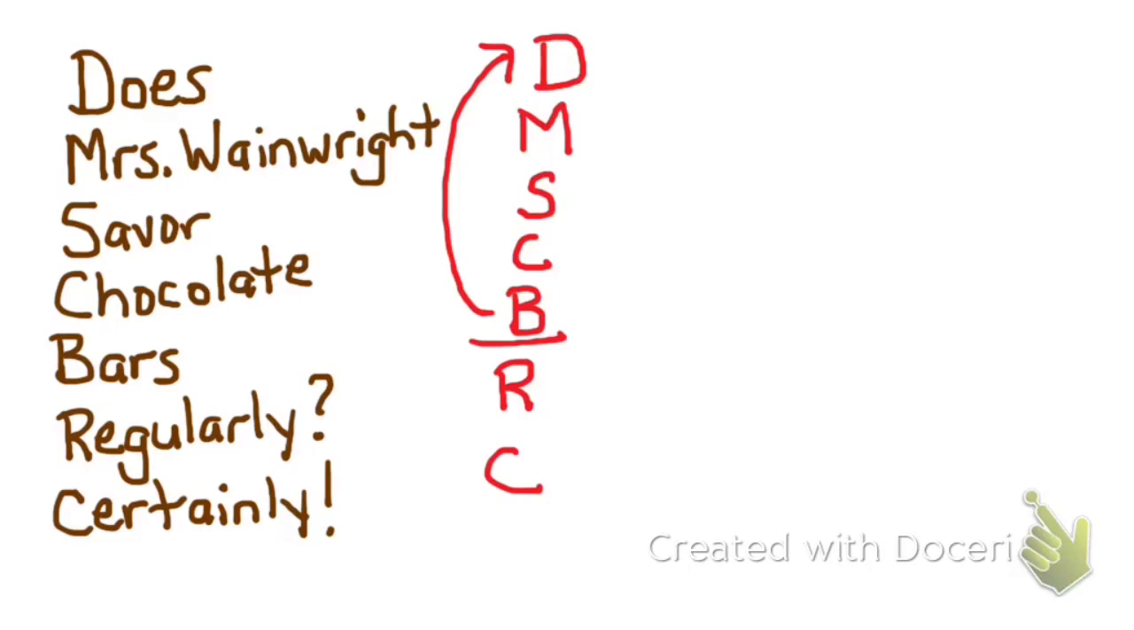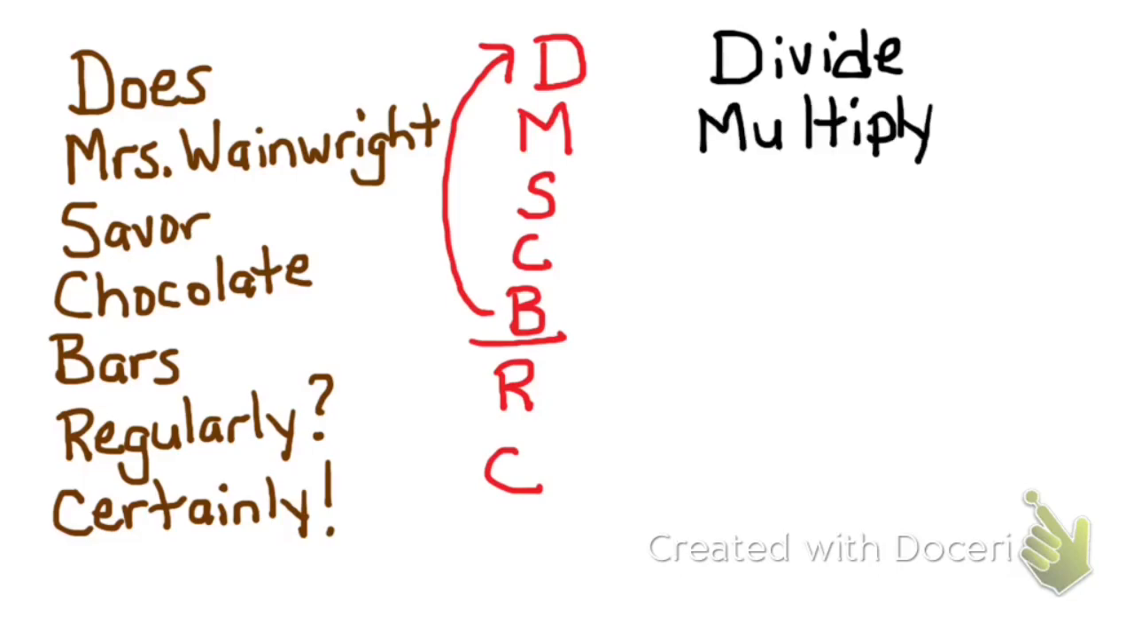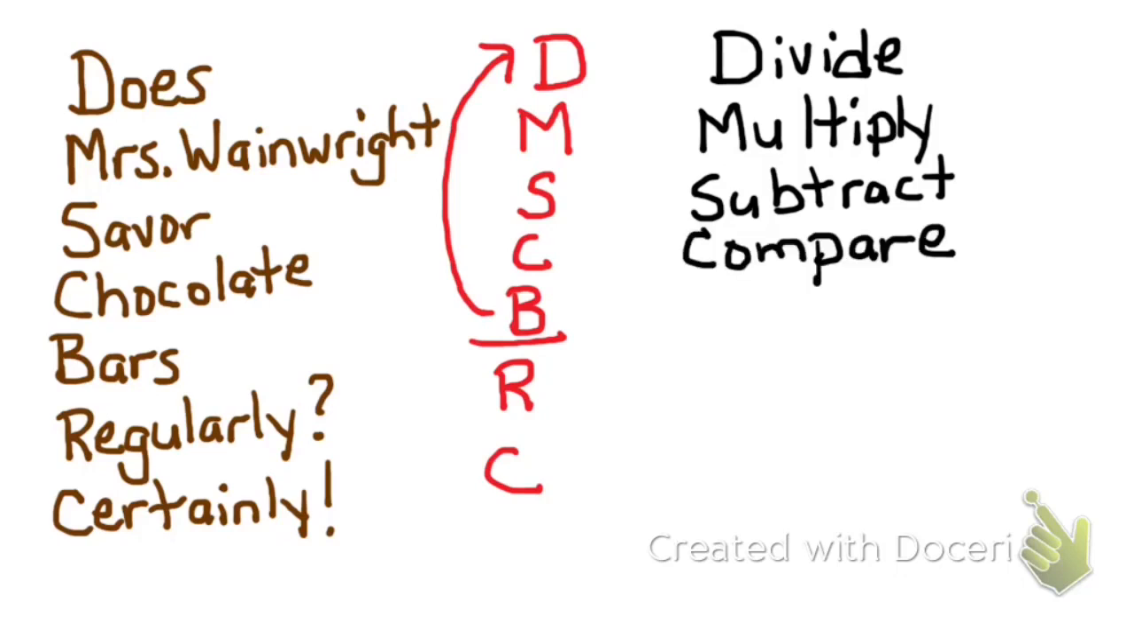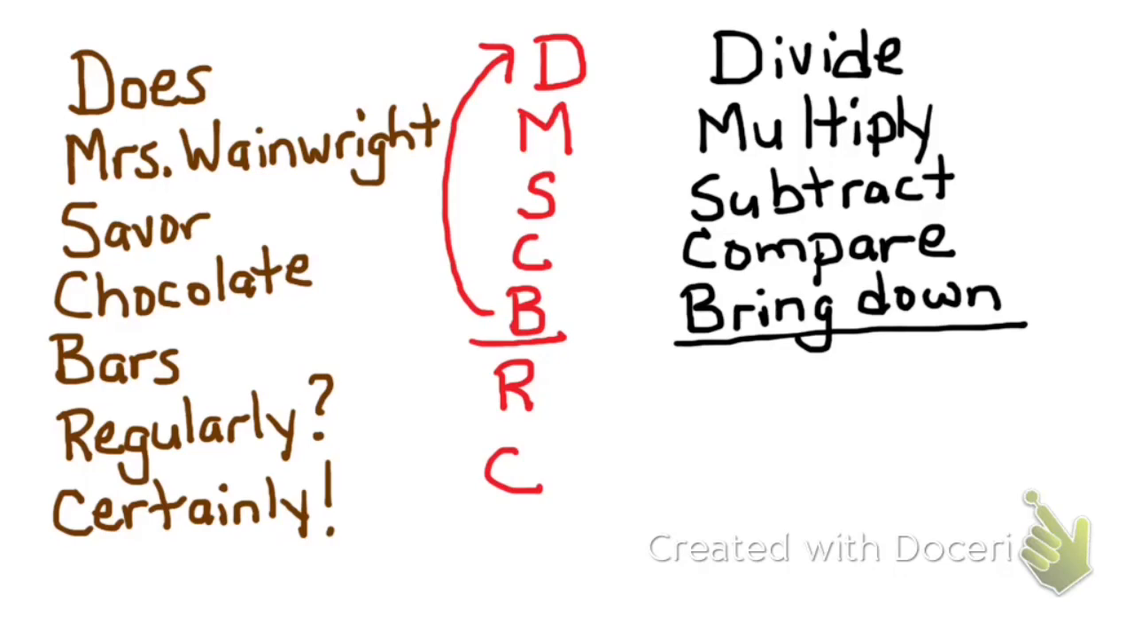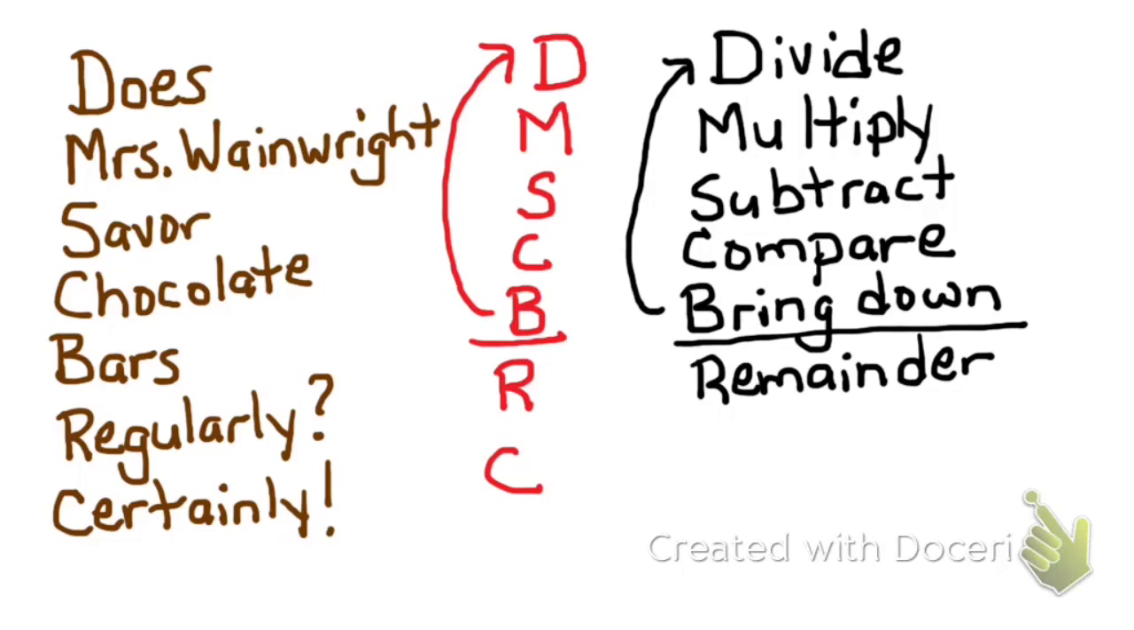So what do these steps mean? Does, or D, means divide. Mrs. Wainwright, or M, means multiply. Saver, or S, means subtract. Chocolate, or C, means compare. That's the most important step. People skip it all the time, and that's how they make mistakes. Bars, or B, means bring down, and every time we bring down, we underline. And regularly, or R, means remainder. Finally, certainly, or C, means circle, because we always circle our final answer.